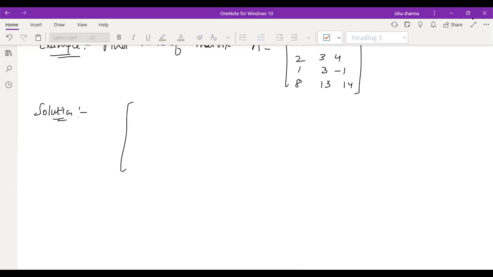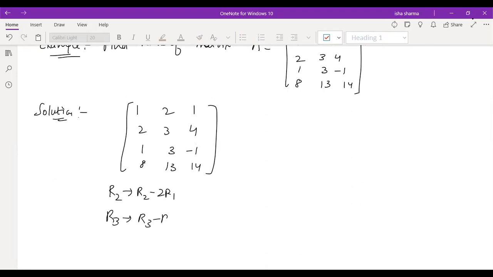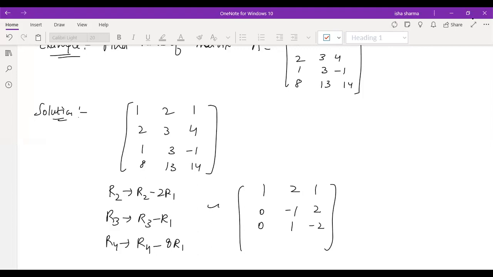Simultaneously converting this into row reduced echelon form: 1 2 1, 2 3 4, 1 3 minus 1, 8 13 14. The first row operations will be R2 changes to R2 minus 2R1, R3 changes to R3 minus R1, R4 changes to R4 minus 8 times R1. So this will give me 1 2 1, 0 minus 1 2, 0 1 minus 2, 0 minus 3 6.